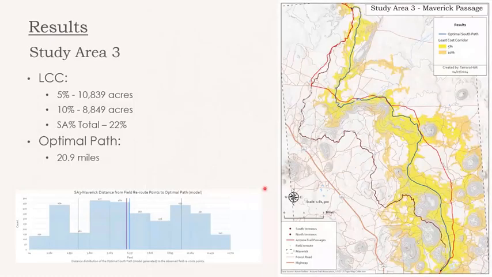For study area 3, Maverick, the mean difference between the optimal path and the trail reroute was 6,347 feet. The median was 6,141 feet, and the standard deviation was 3,261 feet. The maximum distance between the two was 12,700 feet, or 0.62 miles. This chart shows the distance distribution from the field data points to the optimal path.